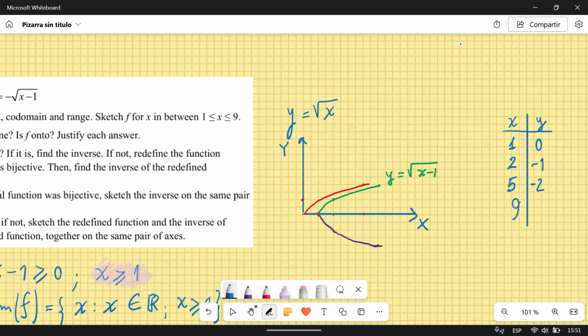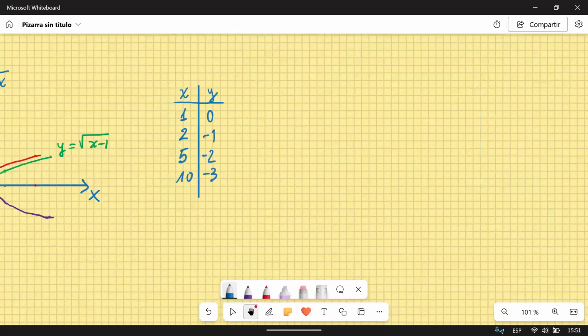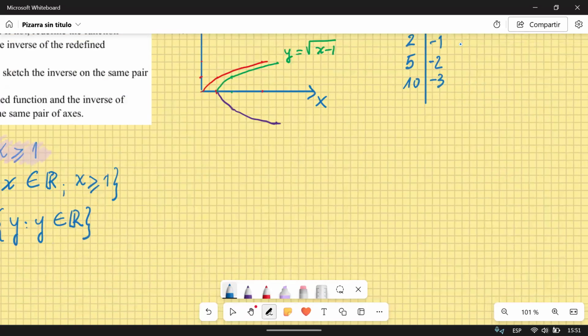but root of 8 is not an integer, so I will change, and instead of x in between 1 and 9, I will use x in between 1 and 10. It will be easier. I like integers as final answers of the image. So negative root of 10 minus 1 is negative 3. Now I can construct the graph again.